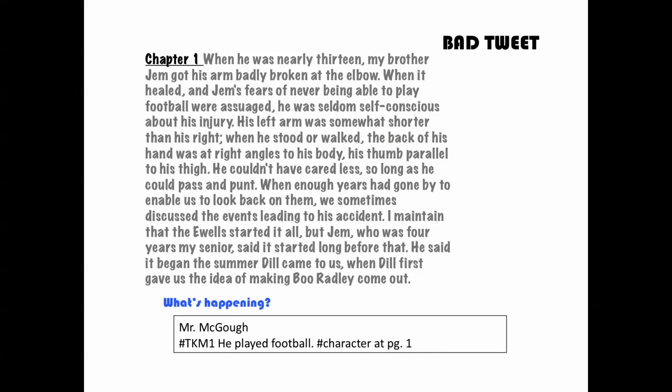So we have chapter 1 here, and I wanted to give you an example of a bad tweet. Please pause this particular screencast at this point and read the very first part of chapter 1.